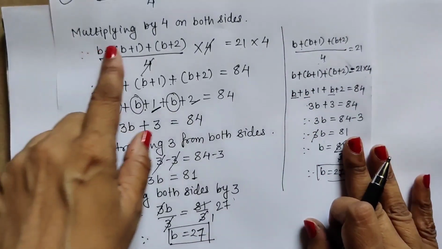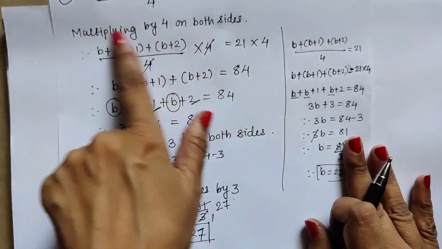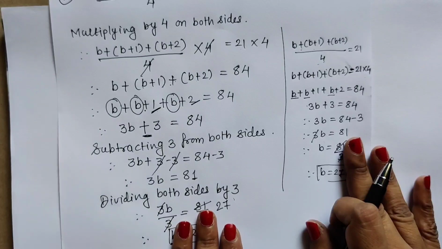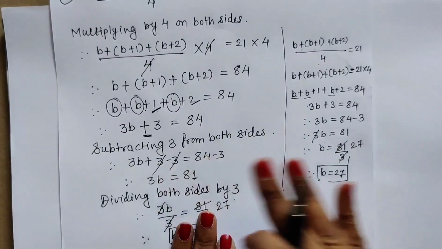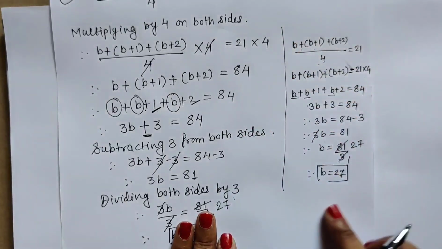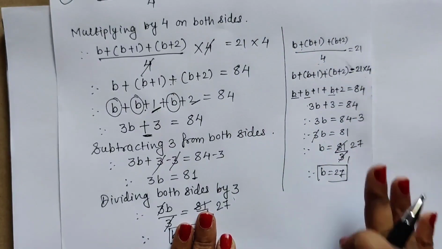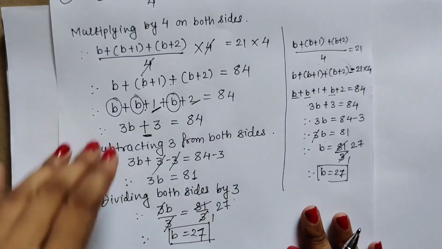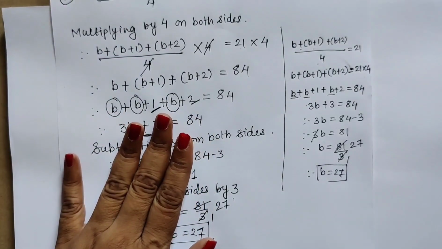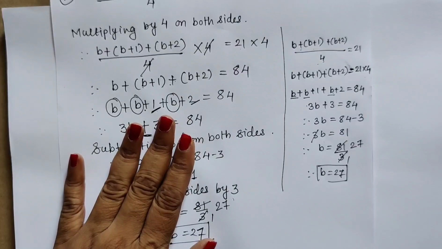We are not going to write every time multiplying by 4, then subtracting 3 from both the sides, dividing both the sides by 3. This we are not going to show in 12.2. We are going to apply this direct method in 12.2. So in 12.1 we have to show all these things, and in this way all the sums from 12.1 are over.